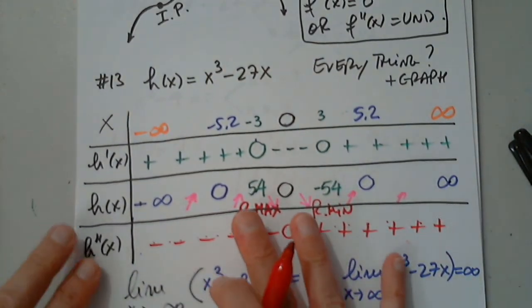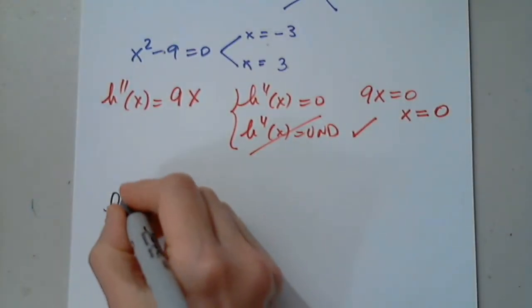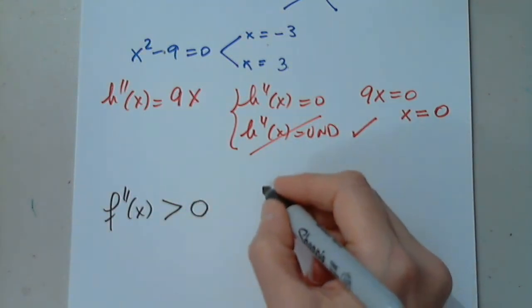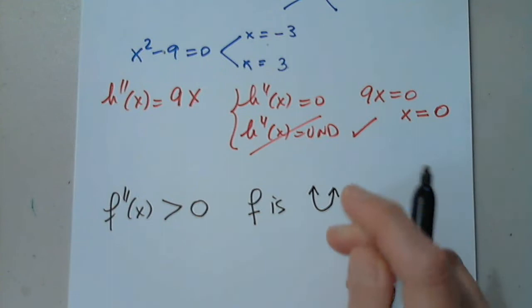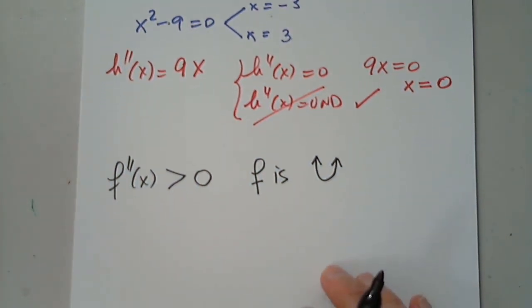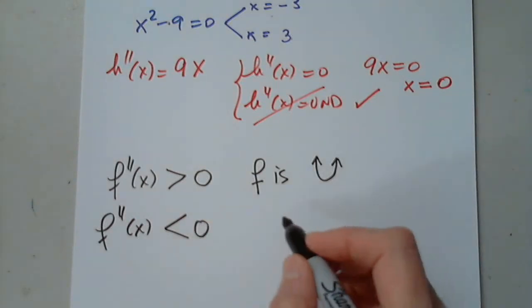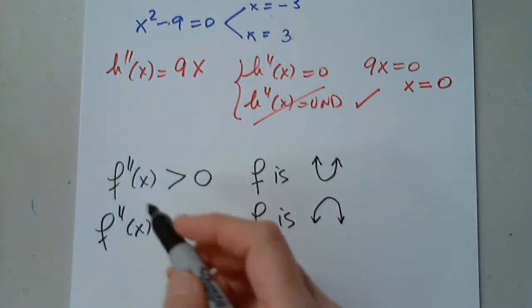Perfect. Before we finalize the table and start the graph, I just need to mention something very important. When the second derivative is positive, the function is concave upward. When the second derivative is negative, the function is concave downward.